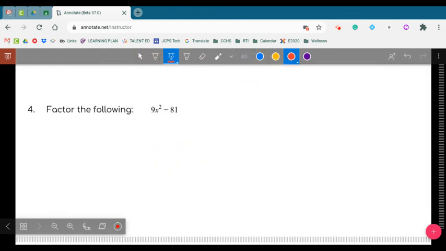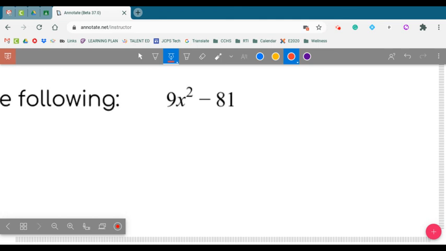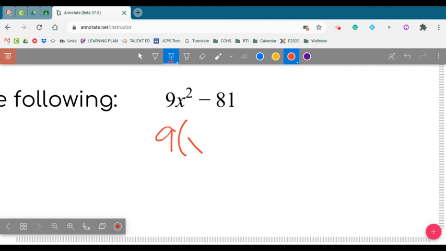Okay, last problem. This is one of what we call our special cases. So we don't have a b value. So you have to think, is there a GCF I can pull out? I can divide 9 out of both of those. So I'm going to get x squared minus 9.